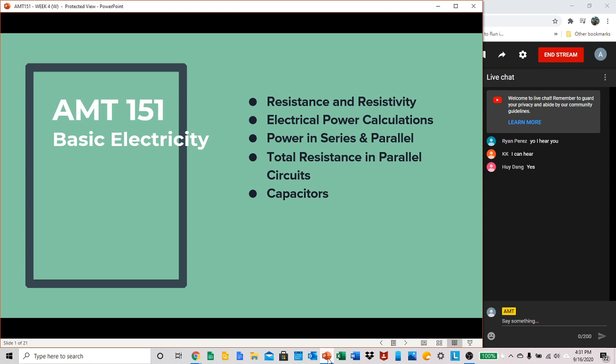Okay, good. So today we're going to go through a few different subjects. First, resistance and resistivity. I'll review that a little bit from the previous lecture. I believe I loaded those slides, but we didn't go over it in lecture because I was having some internet issues on Monday. So I will pull up those slides and go through it a little bit. We'll also get into electrical power calculations, power in series and parallel, total resistance in parallel circuits, and capacitors.